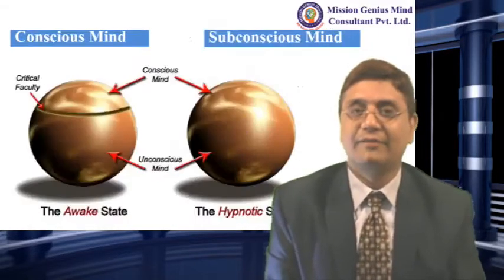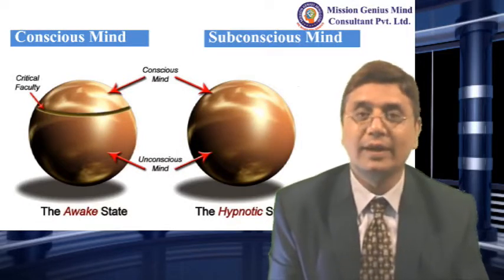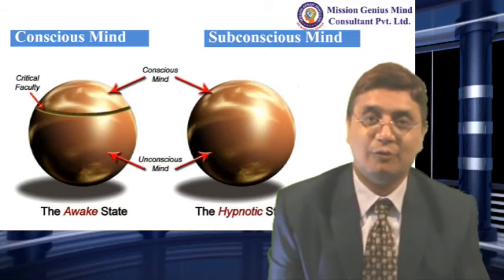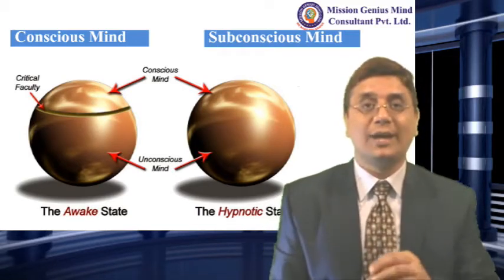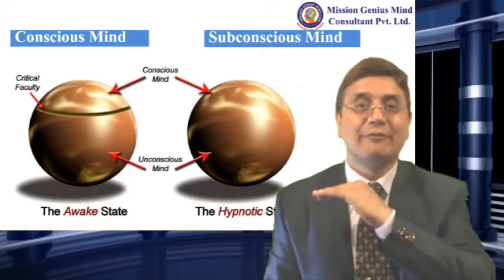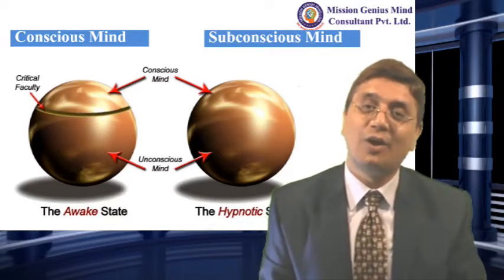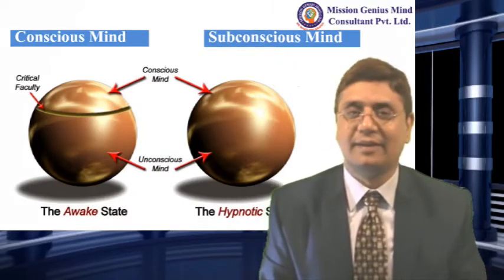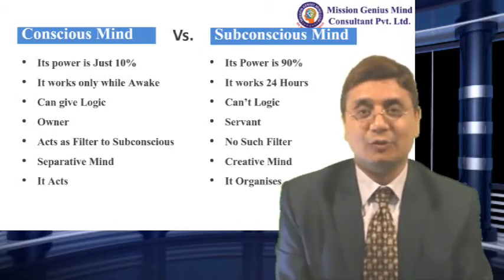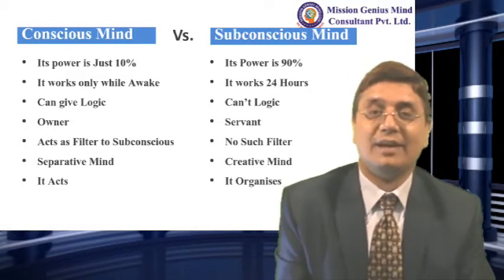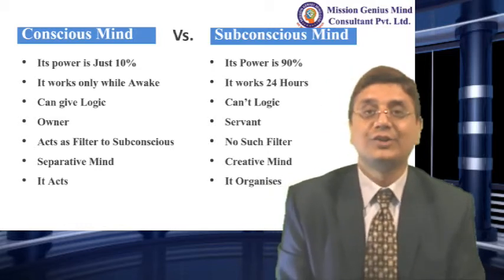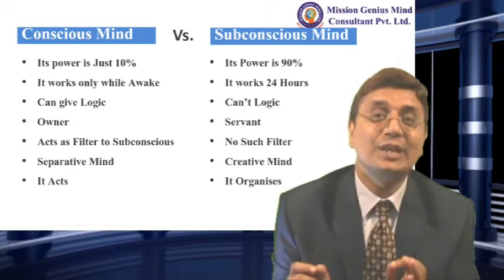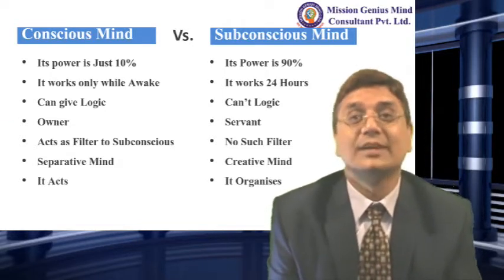In terms of the awakened state, there is a filter in between. When we want to give any command to the subconscious mind, the filter comes in between, which doesn't allow things to go directly to the subconscious mind. That filter is the conscious filter. I'll explain in more detail. There is one more table here which explains the detail of the conscious and subconscious mind. The conscious mind's power is just 10%, and the subconscious power is 90%.